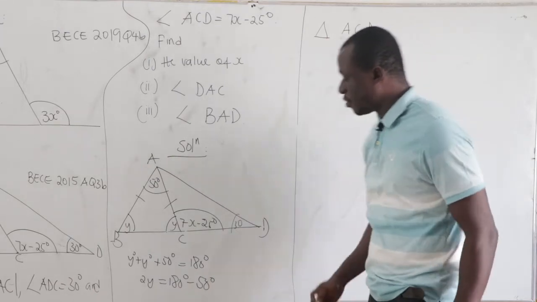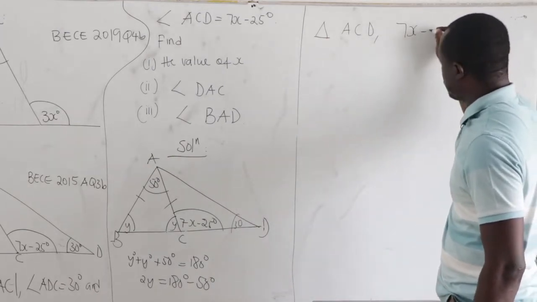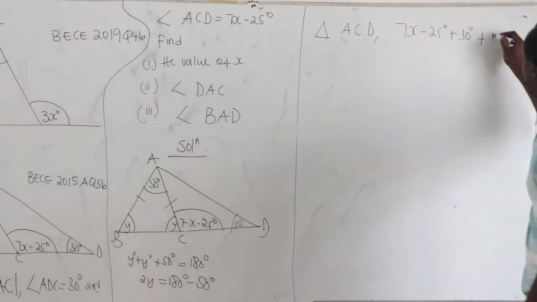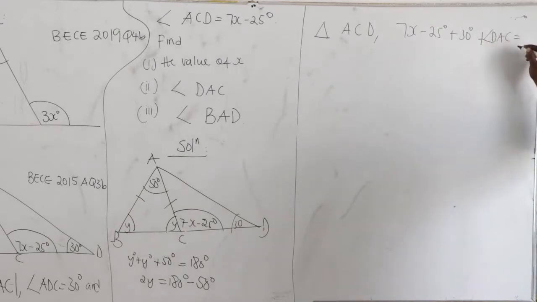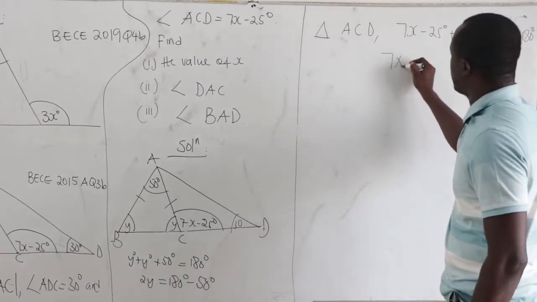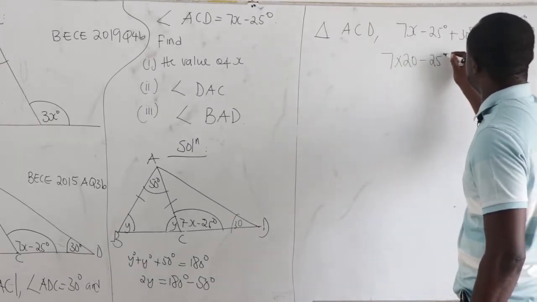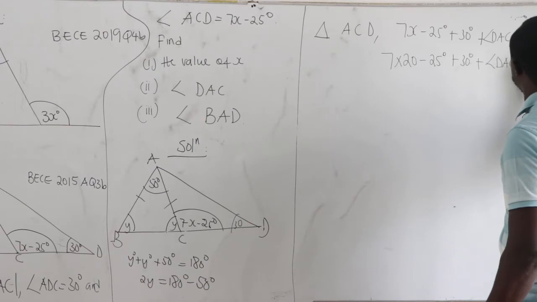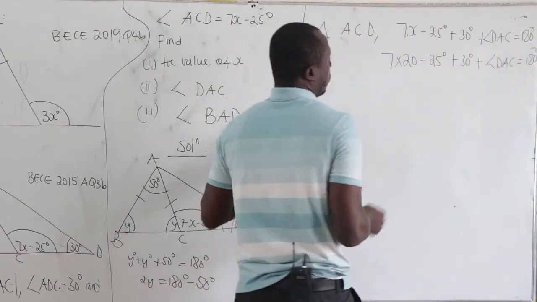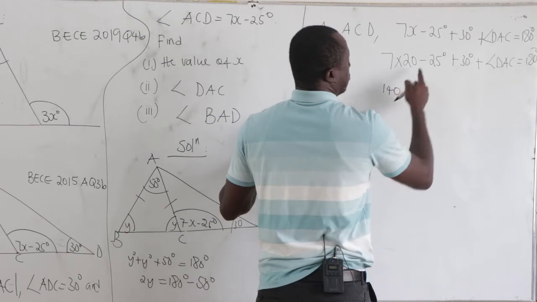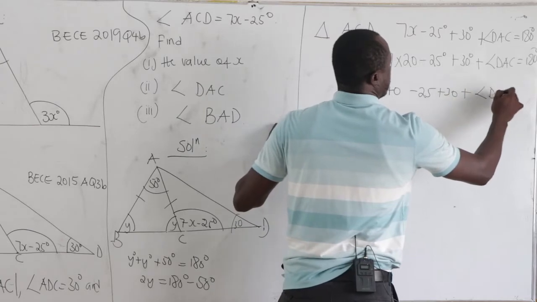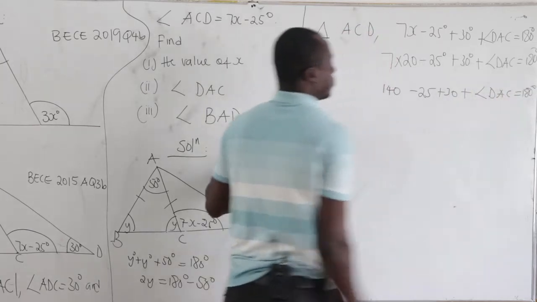ACD, sum of angles, and it should be equal to 180 degrees. That is 7x minus 25 degrees plus 30 degrees plus the angle that we are looking for, DAC. This is equal to 180 degrees. Sum of angles in a triangle equals 180. Now what is x? We have x to be 20. Now 7 times 20, that is 140. Now minus 25 plus 30 plus DAC equals 180 degrees.